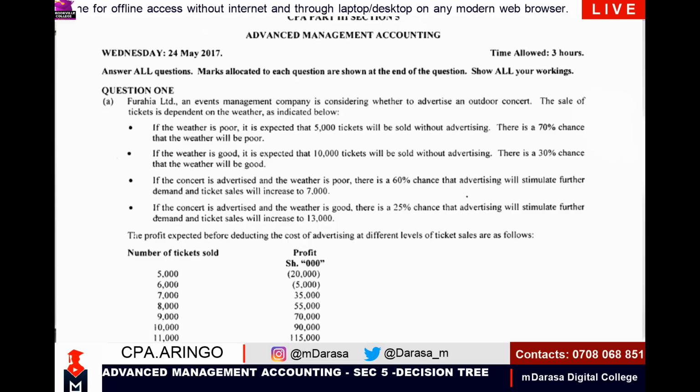Then, the other dash we are told, if the concert is advertised and the weather is good, there is a 25% chance that advertising will stimulate further demand and ticket sales will increase to 13,000. Look at that very carefully, my good students. If the concert is advertised and the weather is good, there is a 25% chance that advertising will stimulate further demand and ticket sales will increase to 13,000.